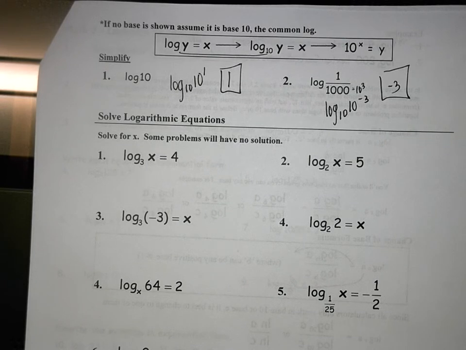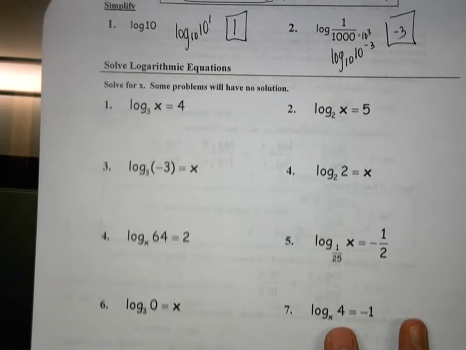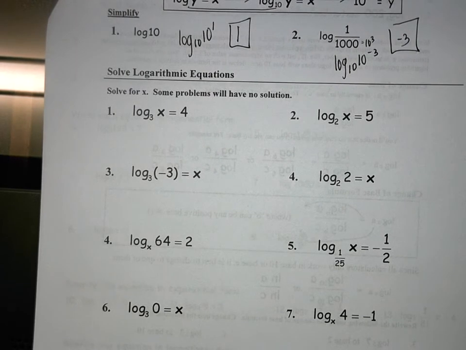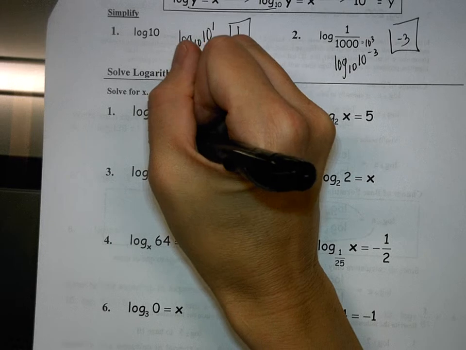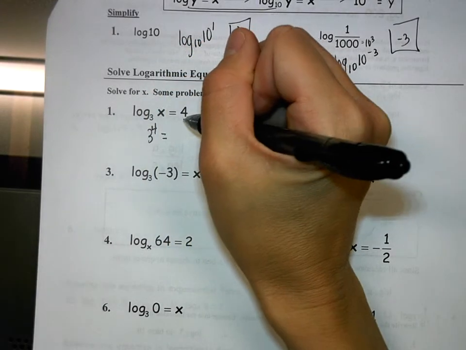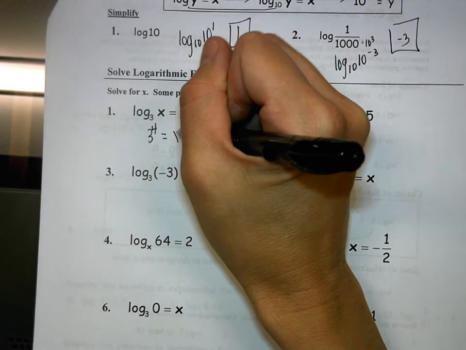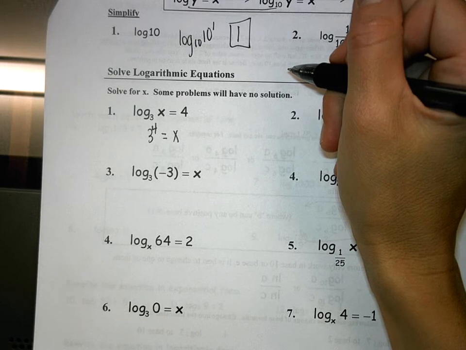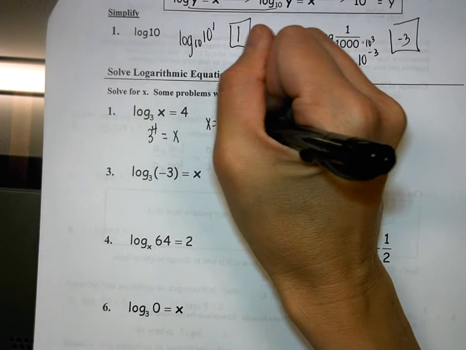Questions? All right, this next part, all you're doing is going to change it to exponential form and then try to solve. How would I change number 1? You have 3 to the 4th equals x. That's right. What is 3 to the 4th power? 81. Good. X equals 81.